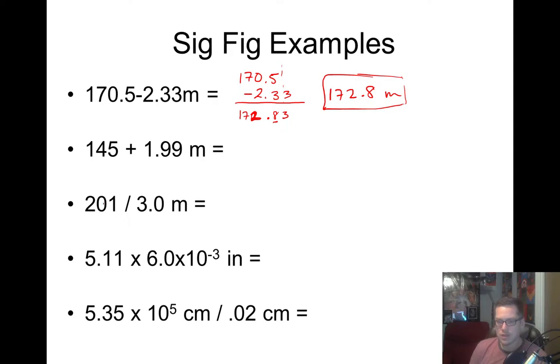All right, now let's try another one. Go ahead and pause this and try it on your own real quick. So we're going to line up the decimal, so 145, and then the decimal point would be right there, and then 1.99. We're going to add those up, so this becomes 146.99. Now this is where my number stops, right? This 145 has 0 decimal places, so my final answer cannot have any decimal places in it. So we're going to have to stop at the 6, and we have to decide, does that 6 round up? Well, that 9 is bigger than 5, so sure it does. It becomes 147 meters. So there's your answer for that one.